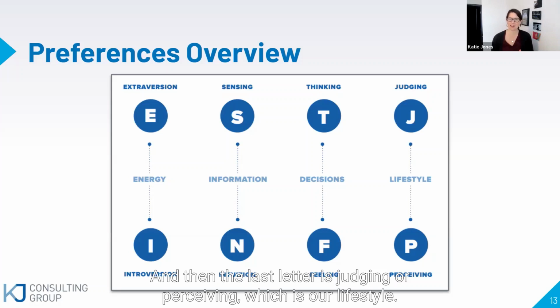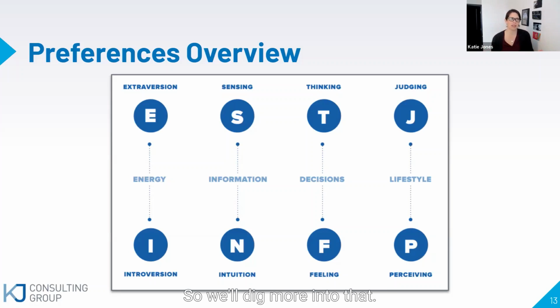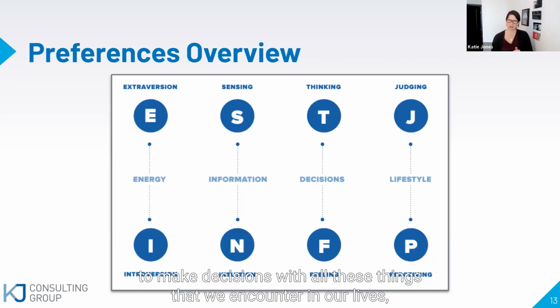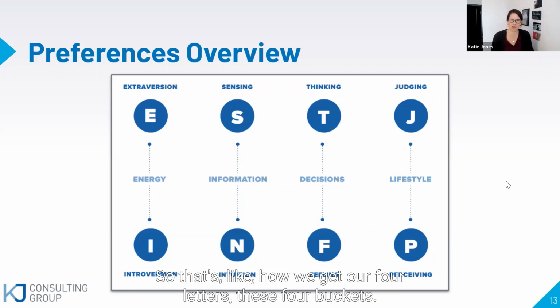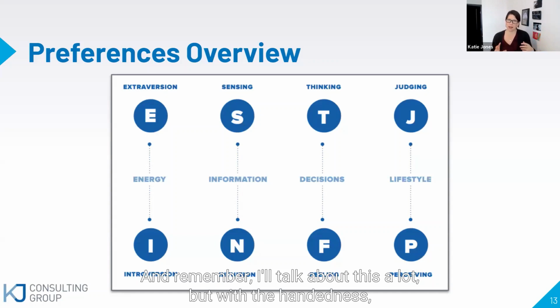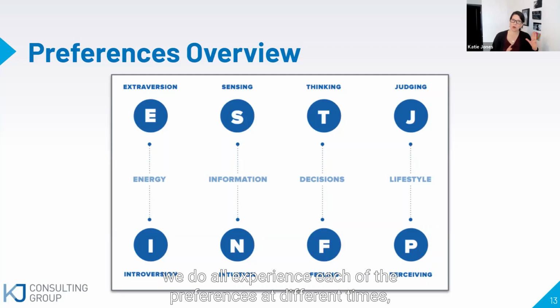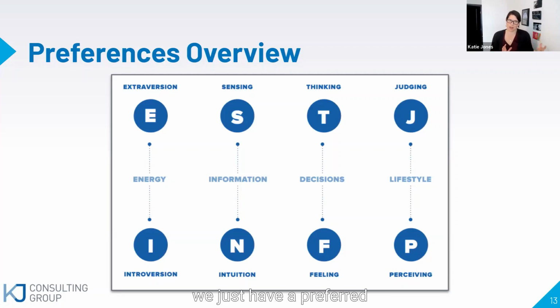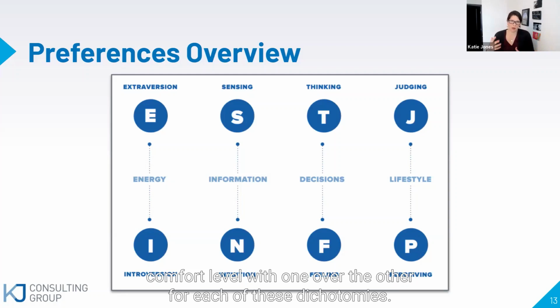And then the last letter is judging or perceiving, which is our lifestyle. So we'll dig in more into that, but it's essentially like, do we prefer to make decisions with all these things that we encounter in our lives? Or do we prefer to keep our options open as long as possible? So that's how we get our four letters, these four buckets. And remember, I'll talk about this a lot, but with the handedness, we do all experience each of the preferences at different times. We just have a preferred comfort level with one over the other for each of these dichotomies.